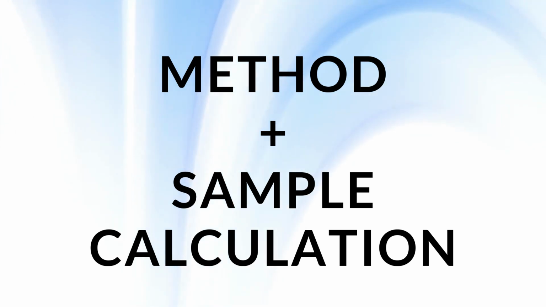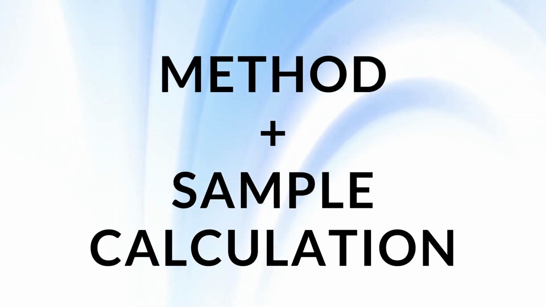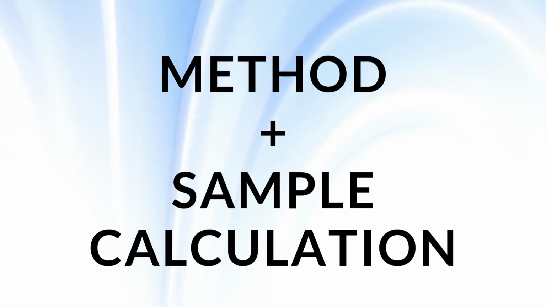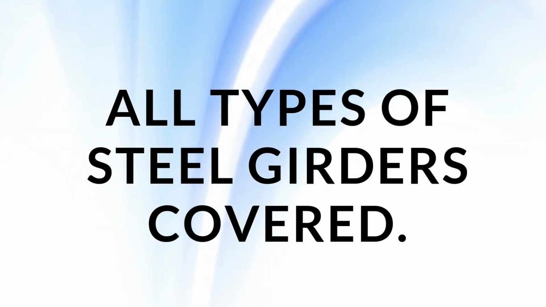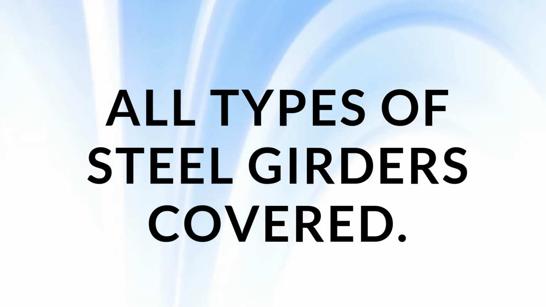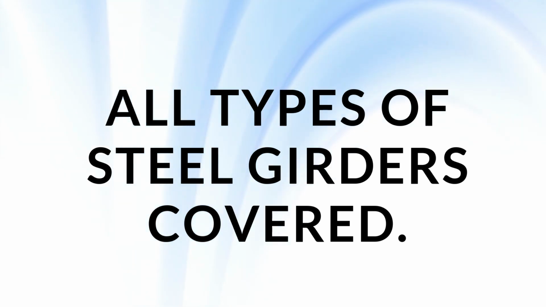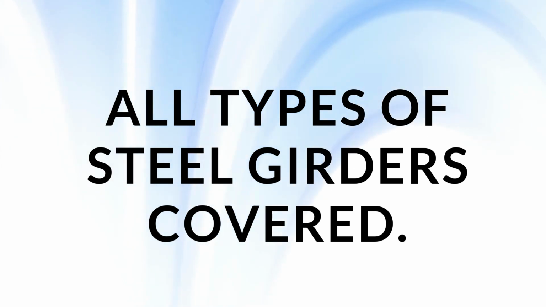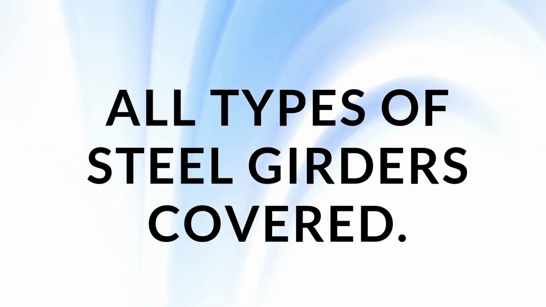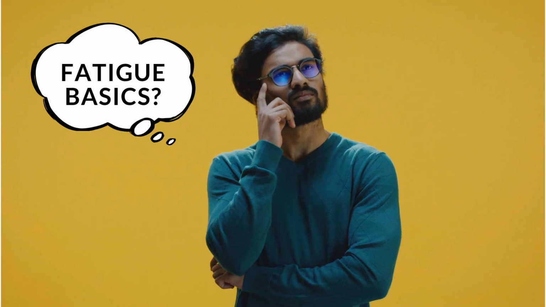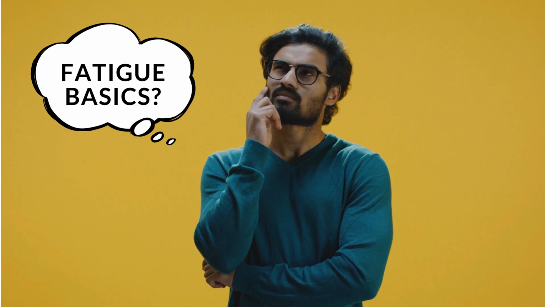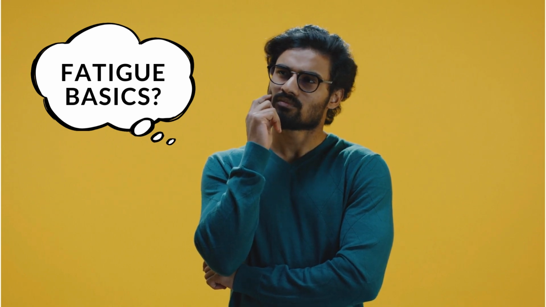First the procedure will be explained, and thereafter, with the help of a sample calculation, we will see how it is actually calculated. This is applicable for all kinds of railway girders, including plate girders, composite I-section girders, and open web girders. Although the video content is complete in itself, it would be better if you have some background in fatigue-related basic concepts like SN curve, detail category, construction detail, etc.